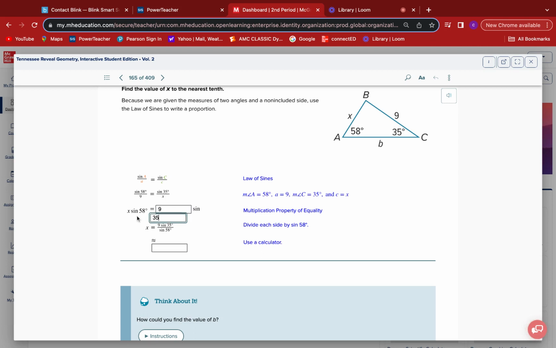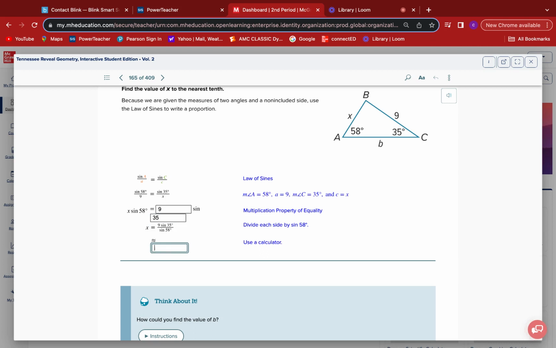Well, you cannot multiply x times the sine of 58. And besides, you're trying to find x, right? So you've got to do the opposite of multiplying, and that is to divide by the sine of 58. So we're going to have 9 sine 35 divided by the sine of 58. And you're going to grab a calculator. All right, so grab your calculator.